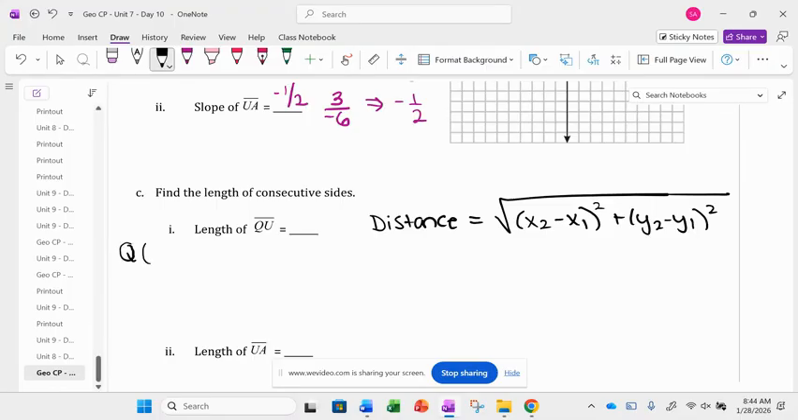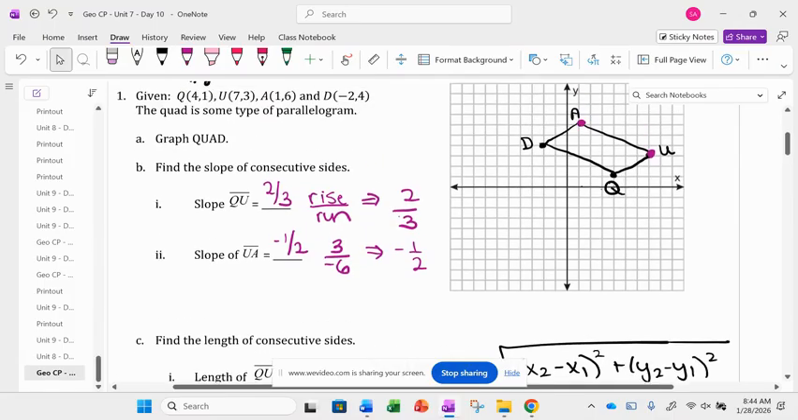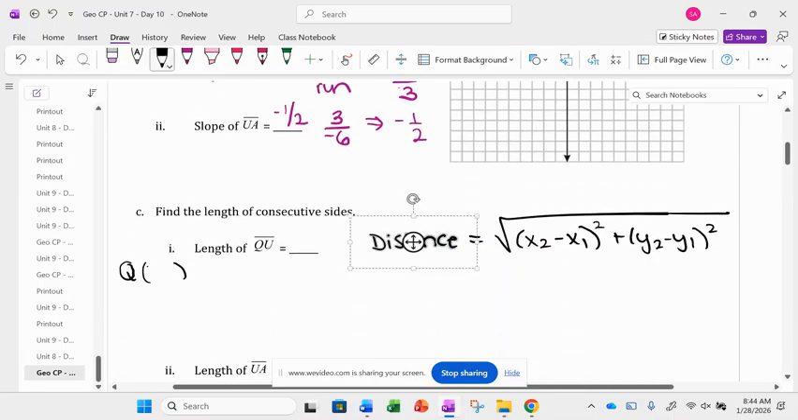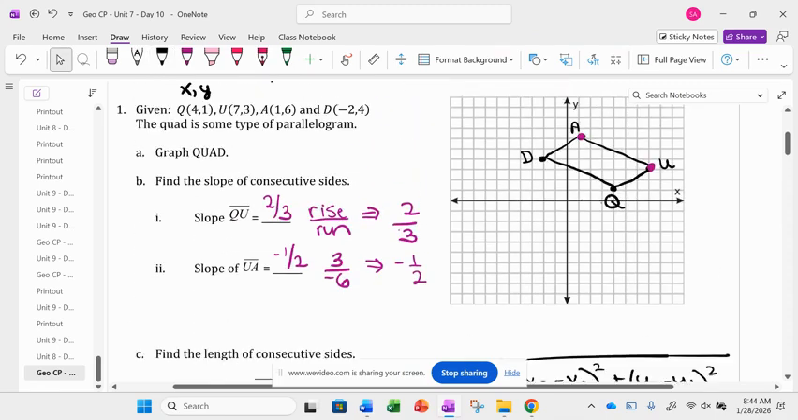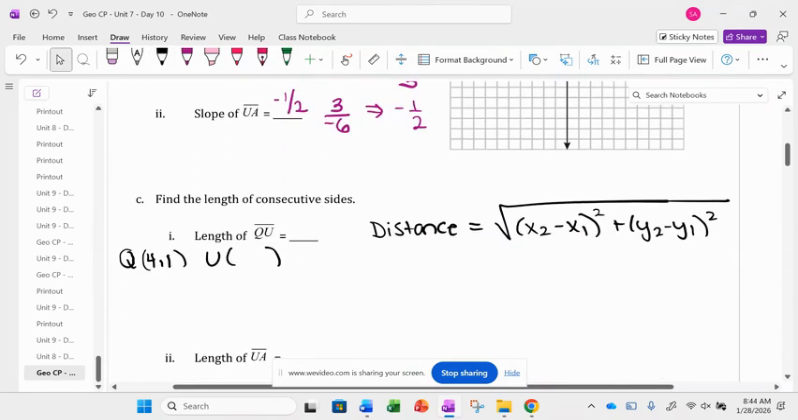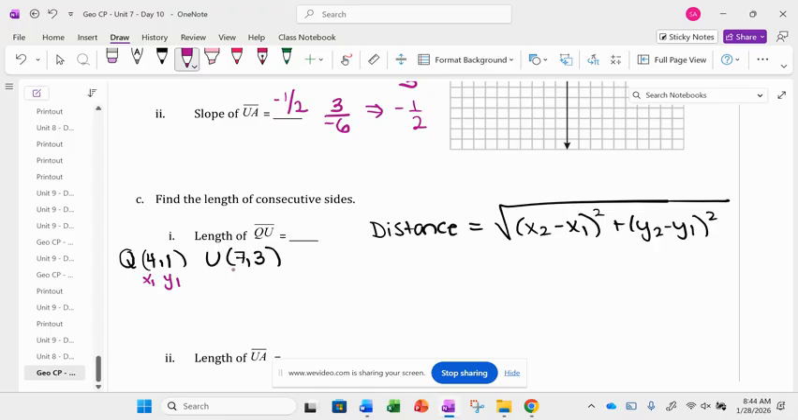Now Q had the points 4, 1, and U had the coordinates 7, 3. So I'm going to call U x1, y1, and I'm going to call U x2, y2. And now I'm going to plug in so I can find the length of QU.